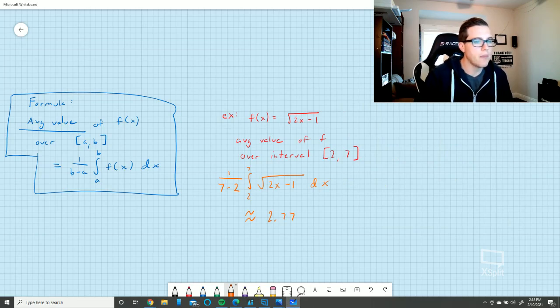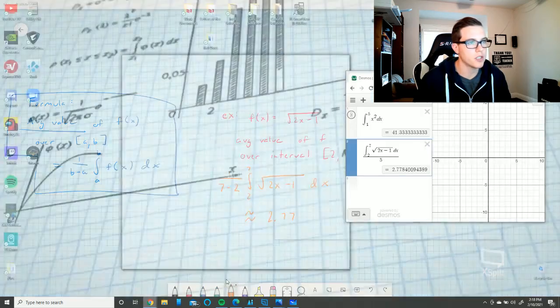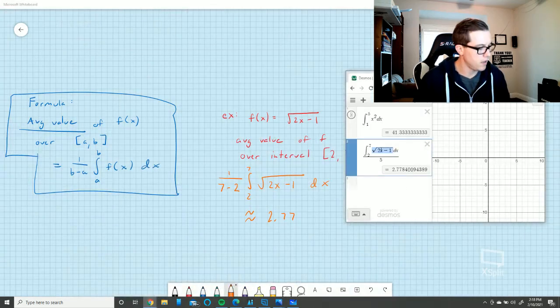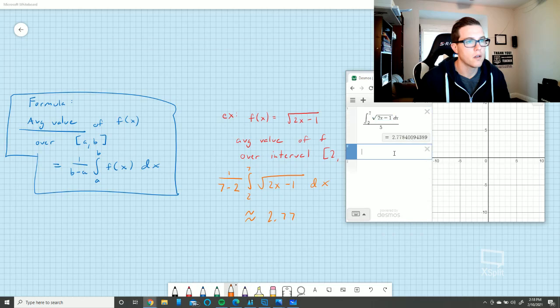Does that answer make sense? That means, does this answer fall between all of the y values that are actually in this graph of this function? Let's see. So yeah, the y values range from, starting at 2, a little bit bigger, like 1.7 up to like 3.6. So yeah, that seems like a middle value. That is the average value of this function over the interval.